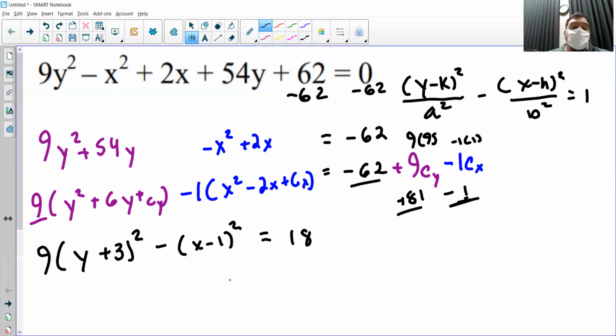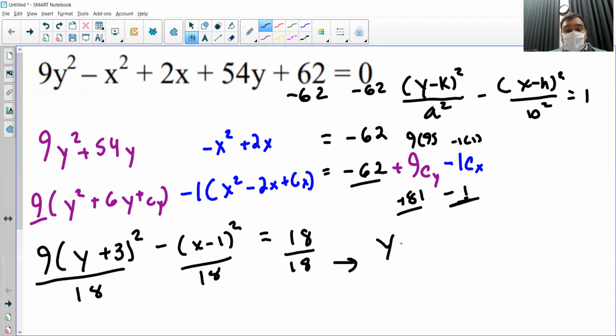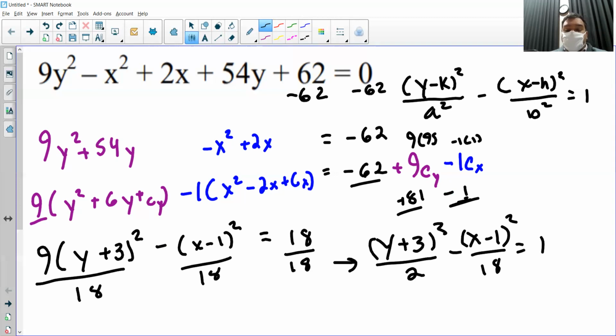All right, then after that, divide by 18, because we need to get this to 1. So divide by 18, divide by 18, yes. So y plus 3 squared over 2 minus x minus 1 squared over 18 equals 1. This will be your front.